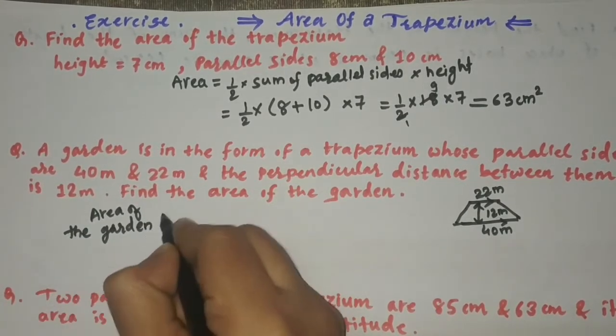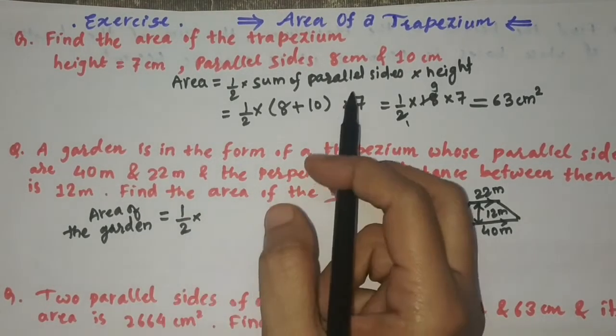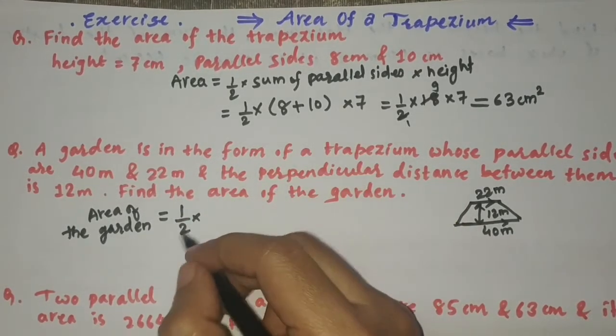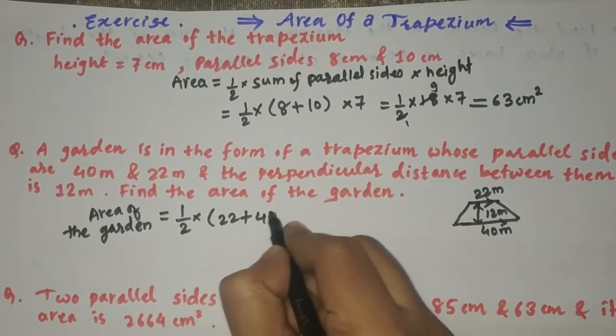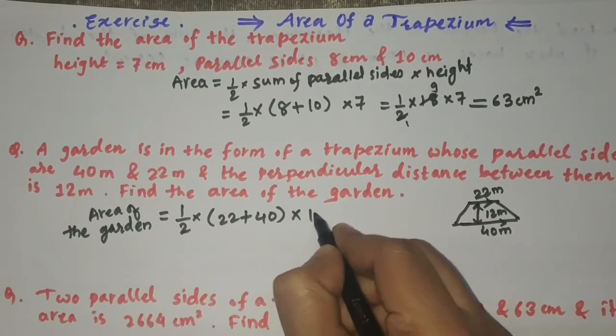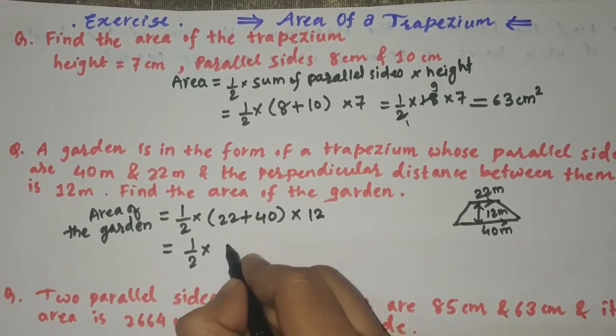The garden is in the form of a trapezium. So 1 by 2, again you have to write down the formula here. So 1 by 2, sum of parallel sides is what? 22 plus 40. Multiply by its height, which is 12. Okay friends, then 1 by 2 we have to add it here.